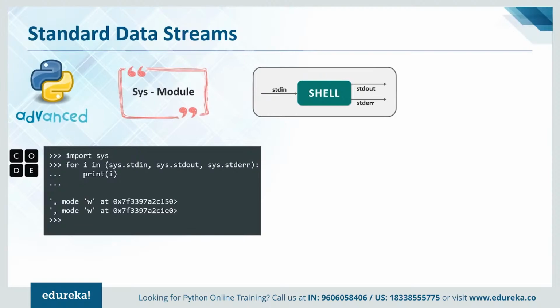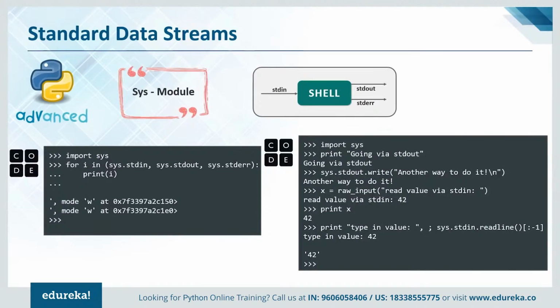These streams can be accessed from Python via the objects of the sys module with the same names. Basically, we'll be using sys.stdin, sys.stdout, and sys.stderr. Pretty simple, right? This next example illustrates the use of standard data streams. We have imported sys and we're printing via stdout. Then we have stdout.write, which is another way to do it. Again, print it.